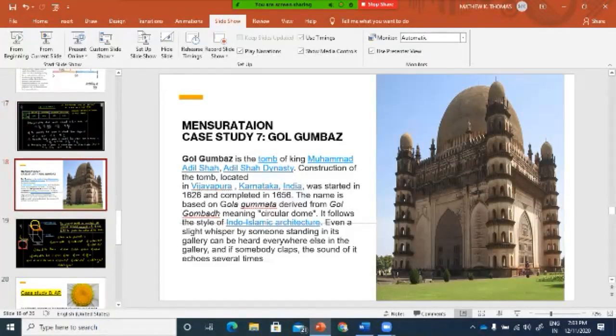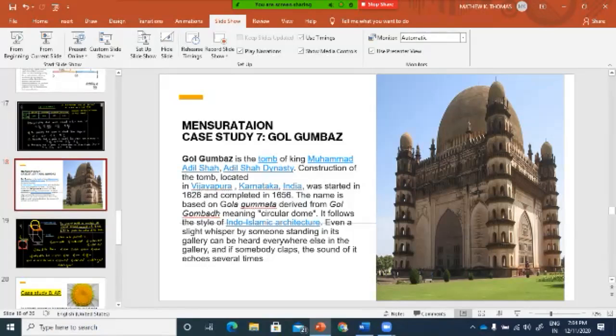This is Gol Gumbaz. Have you heard about this monument? So this is a question based on mensuration. Sorry for the spelling there. Mensuration. This is Gol Gumbaz. Now, if you look at the Gol Gumbaz, have you heard about this? This is in Karnataka. And this Gol Gumbaz or Gol Gumbad they call. This is the tomb of King Muhammad Adil Shah.